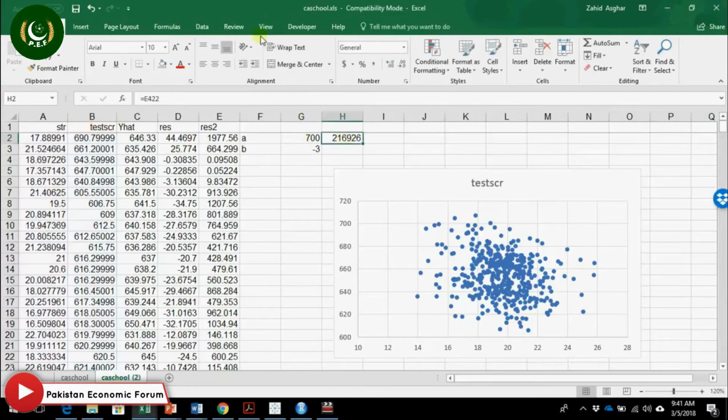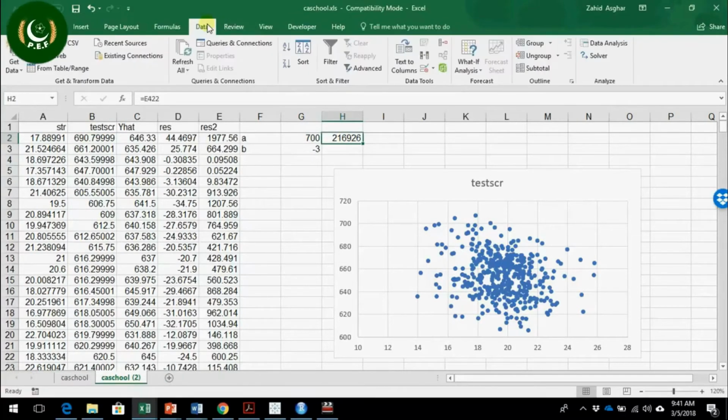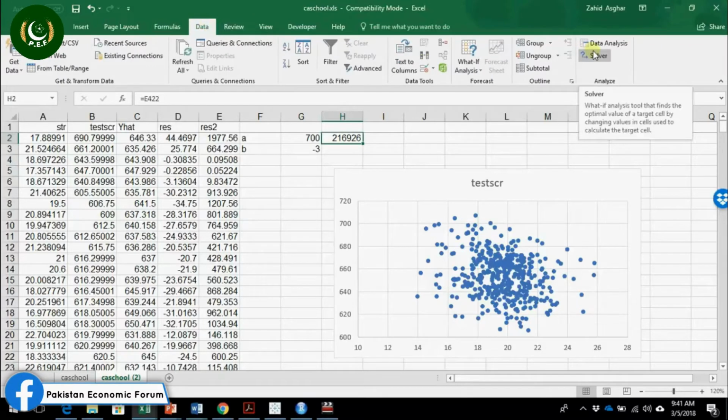So let's go to data. You will have this option. I shall explain at some other time how you can utilize this, but at the moment I just want to explain the concept.